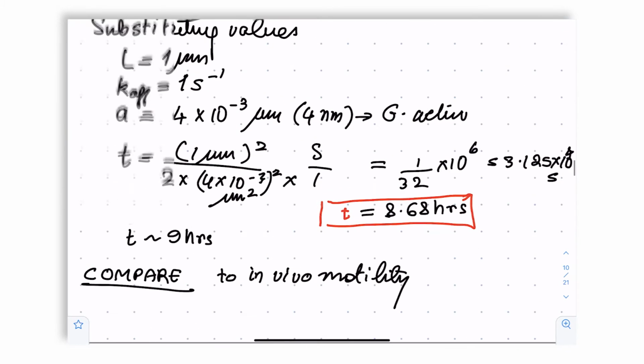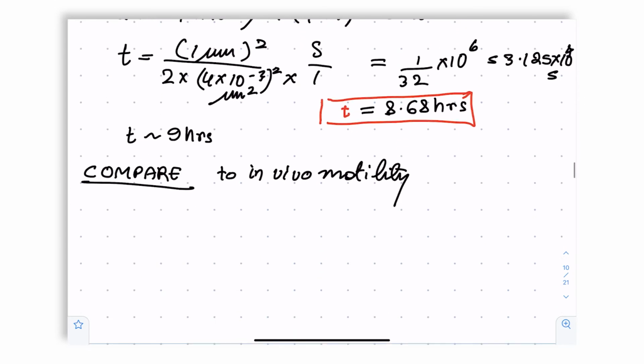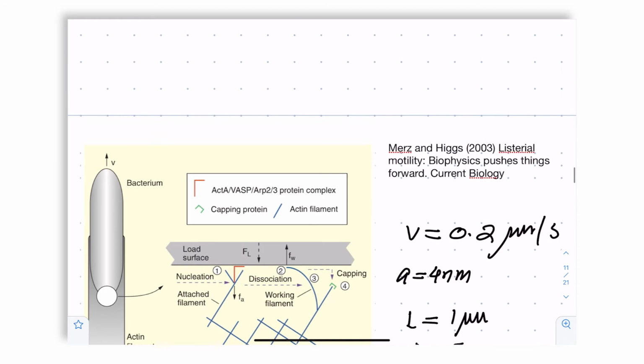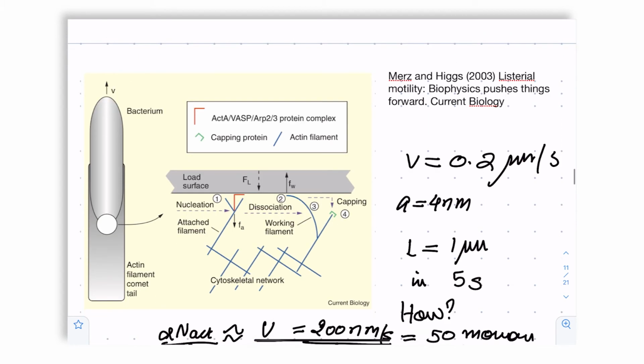Now, this is surprising, because we don't think something should take this long. 1 micron can't take 8.68 hours, but in vivo motility, what happens? Okay, let's look at typical in vivo motility driven by actin. This is effectively the polymerization rocket of ActA, the protein that drives the polymerization of actin at the tail of a bacterium. This is Listeria monocytogenes.